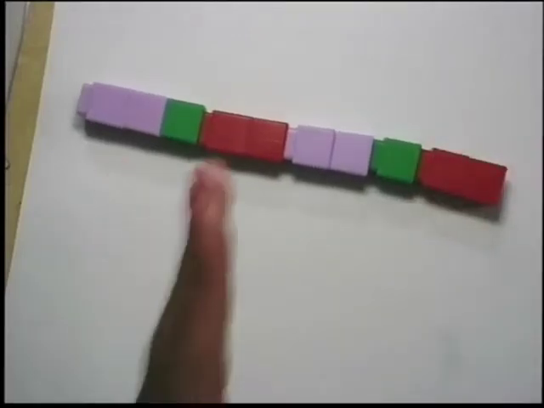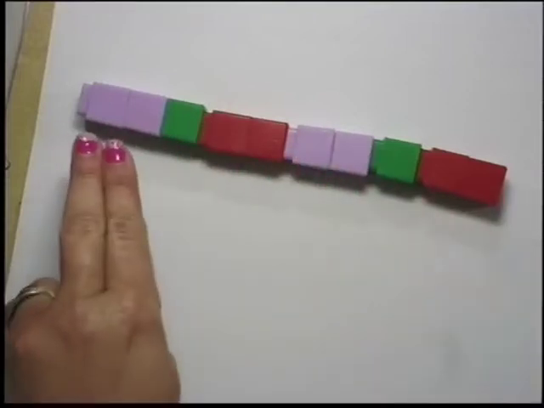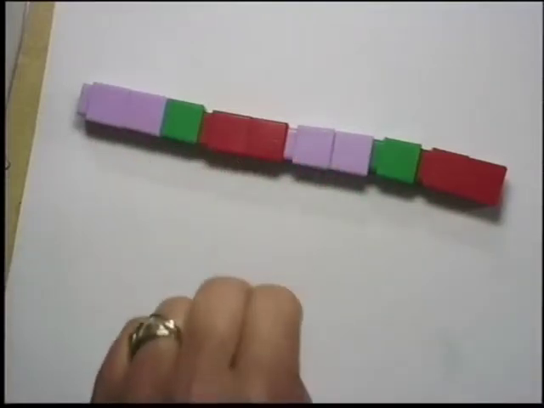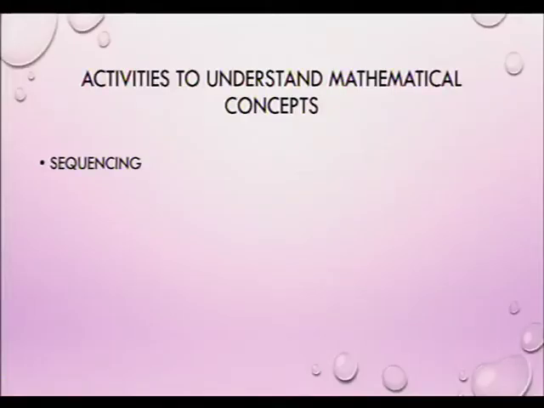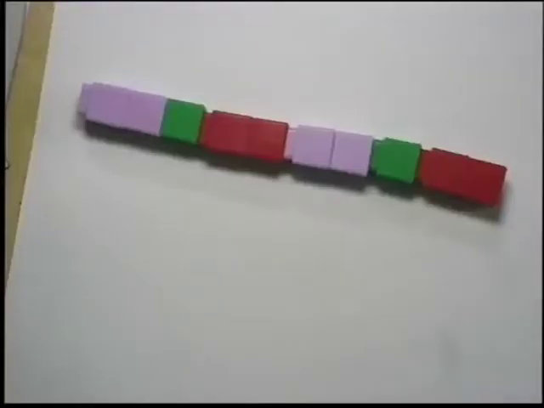So the learners immediately see the sequence. 2 purple, 1 green, 2 red. 2 purple, 1 green, 2 red. So the learner will be able now to complete or to continue with the sequence because they can see. I have to let them see what I am doing.